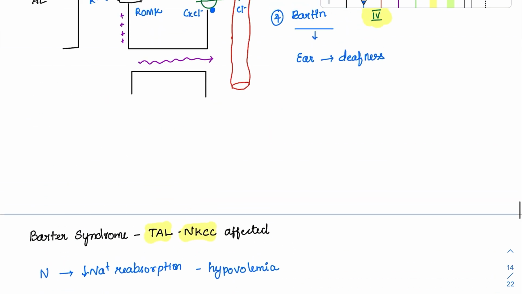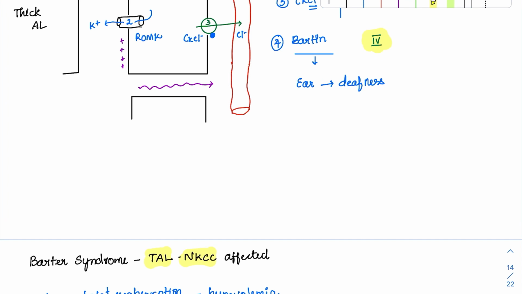Then, because of the potential created by the ROMK channel, positivity is created. There are 2 ions being reabsorbed because of this positivity. This side has become more positive, so magnesium and calcium move through in between the cells. What is this route called? This is the paracellular route. It reaches the blood directly.